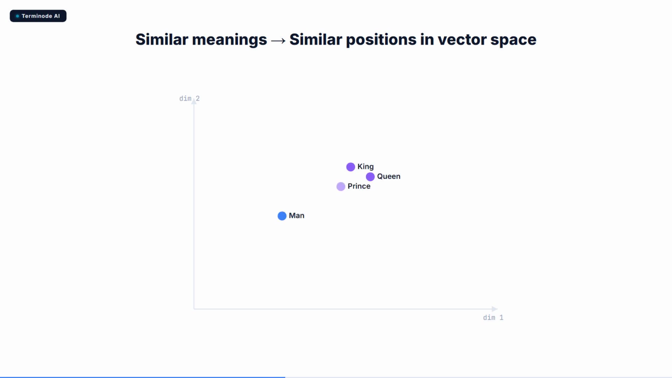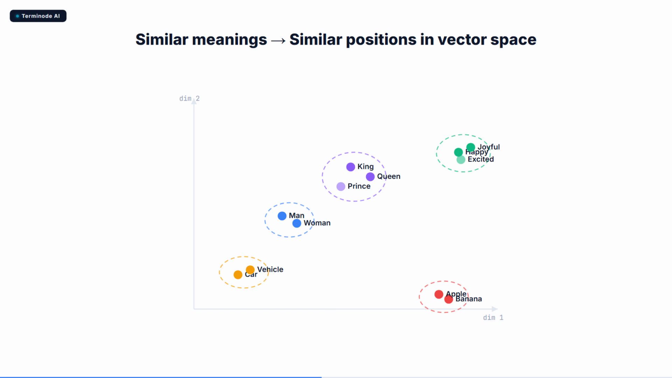To measure how similar two things are, we use cosine similarity, the angle between two vectors. A small angle means very similar. A large angle means unrelated. Now the real applications become clear.